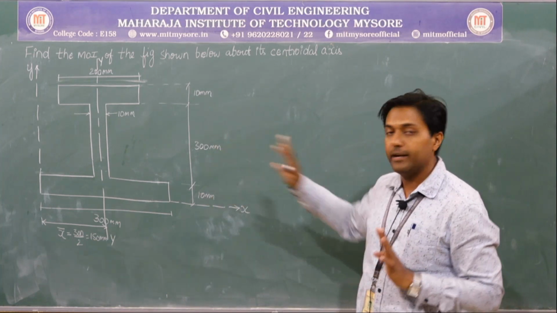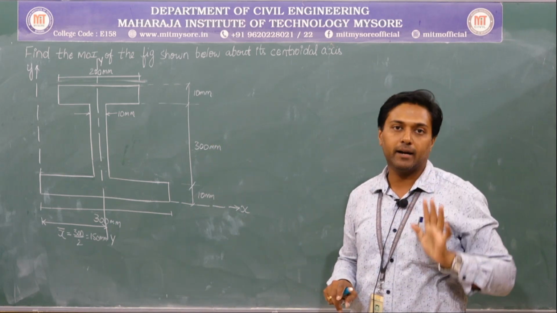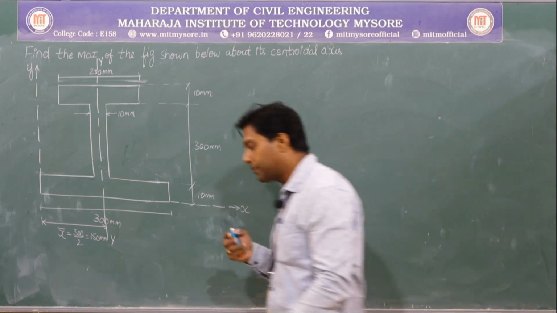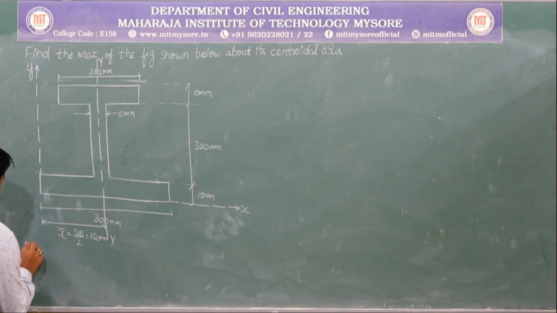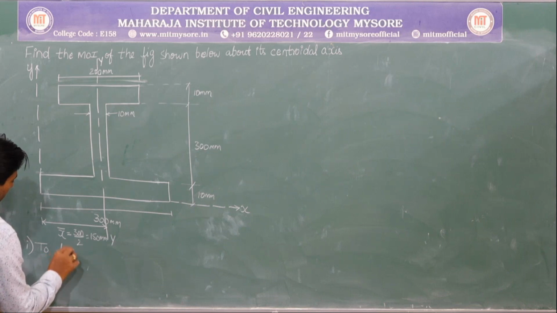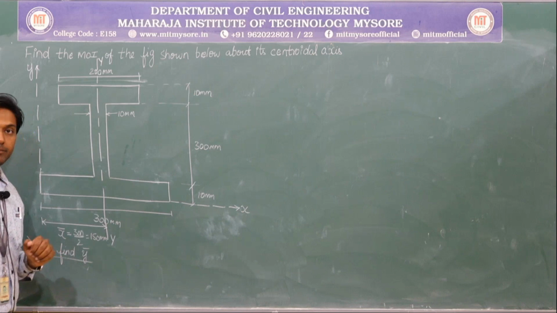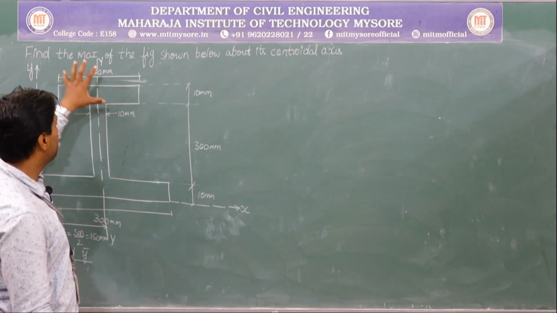If I want to mark the centroid, I want one more. What is that? It is y bar. X bar I have calculated, I need y bar. So let me proceed further to find y bar. If I want to calculate y bar, first I need to calculate the area of this particular diagram.